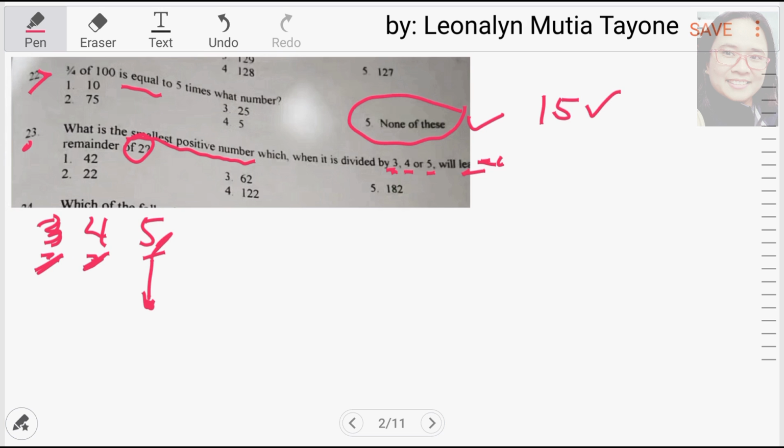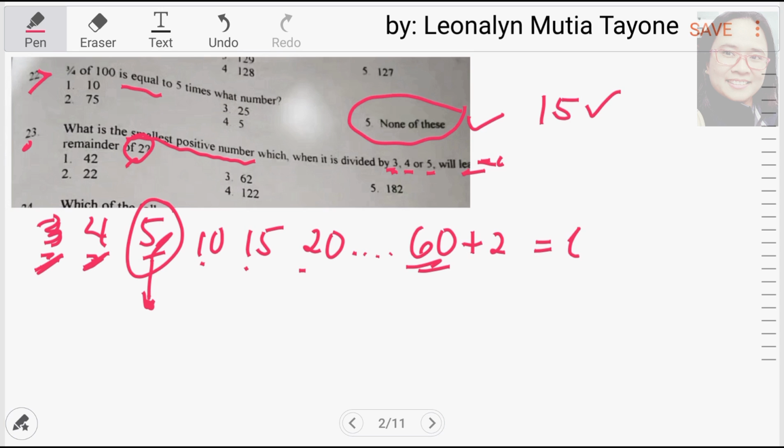So, hanapin na lang natin kung saan sa mga multiple of 5 ang ma-divide ng 3 at saka 4. Ang next ay 10, 15, 20. Wala pa dyan ang ma-divide ng 3 at 4, hanggang mahanap mo yung number na makapag-divide sa 3 and 4, and that is 60. Yang si 60, para maka-remainder ka ng 2, dagdagan mo lang ng 2, and that is 62. So, ang sagot dyan ay 62.